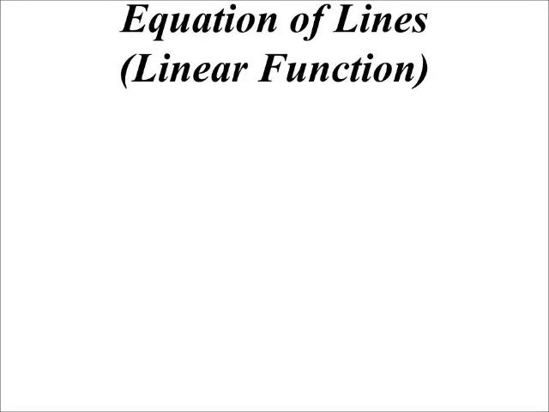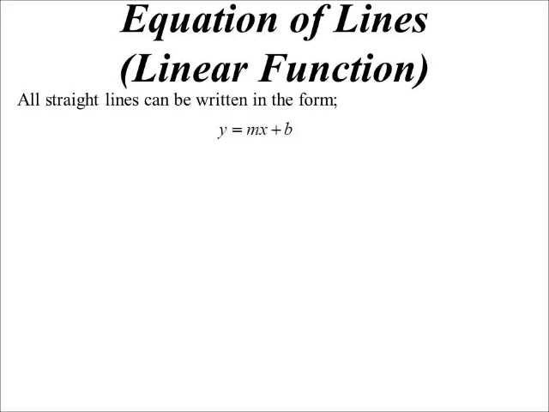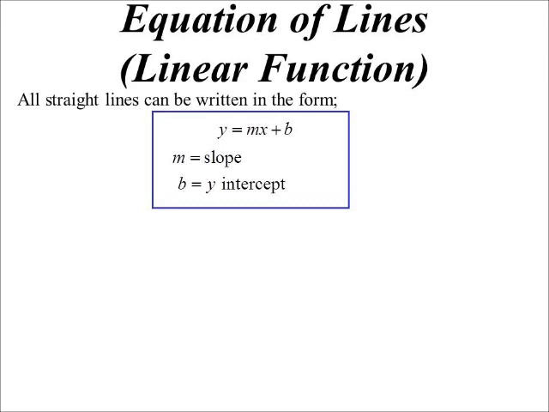The linear function, which is a fancy name for a straight line. We know all straight lines can be written in the form y = mx + b. It's probably the first way we saw straight lines, and we know that m represents the slope or the gradient of the line, and b, of course, represents the y-intercept. So the first time we talked about lines, that's probably how we did it.